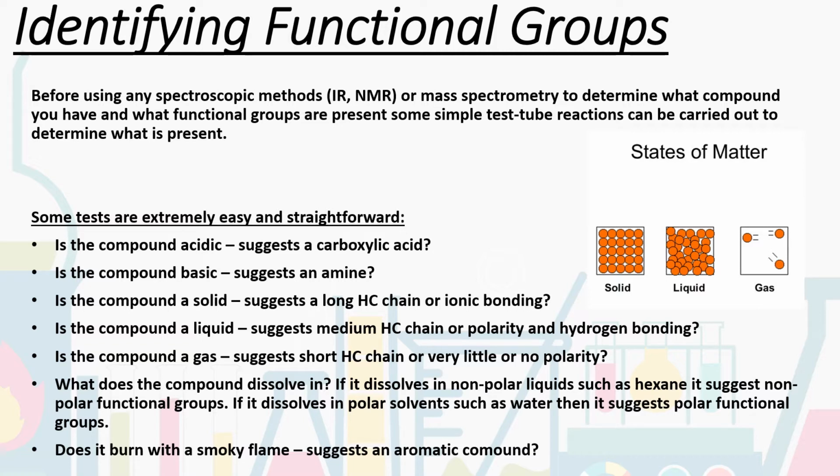We can also look to see whether the compound dissolves in polar or non-polar solvents. If the compound dissolves in non-polar liquids such as hexane, then it suggests that we have non-polar functional groups, so overall the molecule is non-polar. If it dissolves in polar solvents such as water, then it suggests we have overall a polar molecule and typically polar functional groups. A final quick test we can do is to combust the compound, to burn it. If it burns with a smoky flame, that suggests that we may have an aromatic compound, because we have a much higher carbon to hydrogen ratio than we do in an alkane, for example.